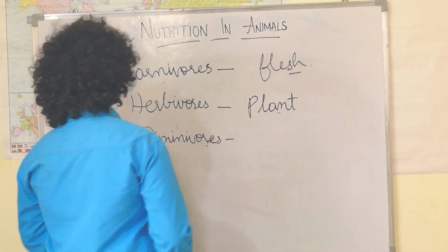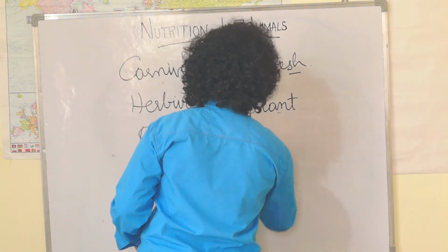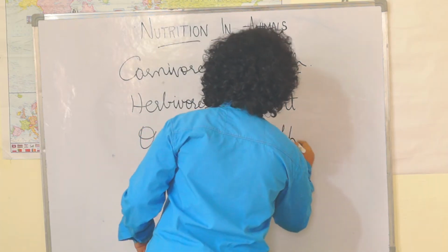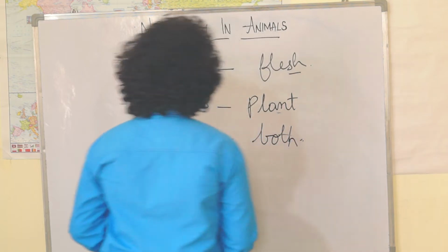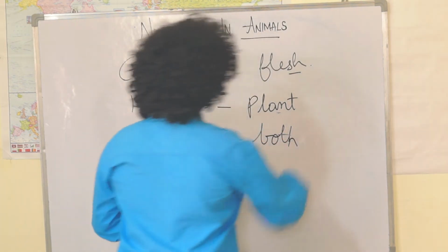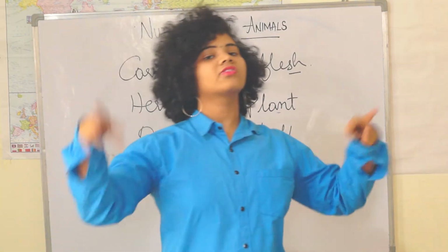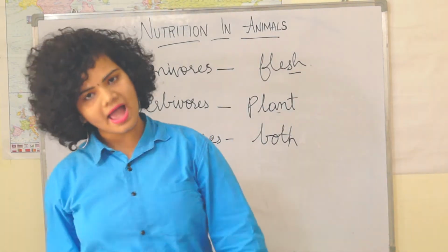And next, omnivorous animals. So these omnivorous animals, they eat both plants and animals. So the best example for the omnivorous animals are we, the humans. We are the omnivorous animals because we eat both plants as well as animals.